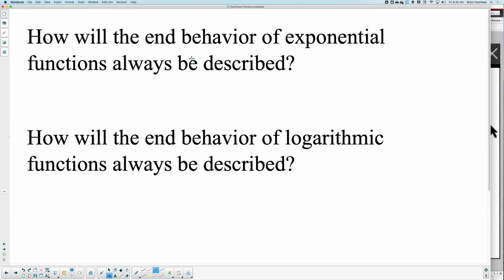It says, how will the end behavior of an exponential function always be described? Well, remember, does exponential have a horizontal or vertical asymptote? Okay, since you have a horizontal asymptote, show me a horizontal line with your arm. Which axis would that cut through? This will generate some y value.